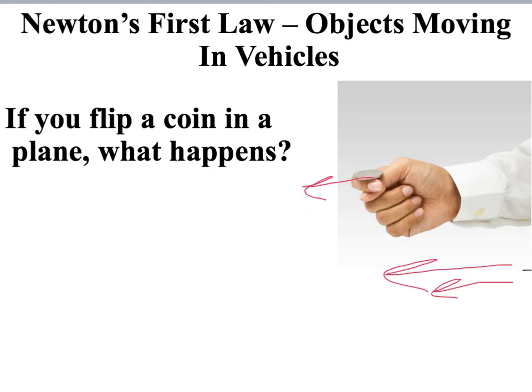Now what happens when you flip the coin and it goes up? Its inertia, the resistance to change in motion, keeps the coin going this way. But by you flipping it up, it also added another dimension to the movement of the coin. But still, all during that time, the coin is going to be traveling to the left, and it should land right back in your hand. Kind of tricky? Don't believe me? Try it when you're driving home today.